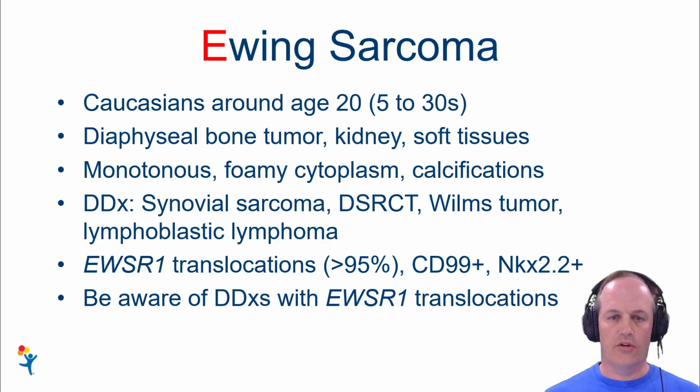So most Ewing sarcomas, about 95%, are going to have a translocation that involves EWSR1. They're going to be positive for CD99, and my favorite marker is NKX2.2 because it's nuclear, it's very clean. But hopefully when we're done with this, you'll understand that there's a lot of pitfalls around EWSR1 translocations, not only with other sarcomas, but with other tumors in general as well.